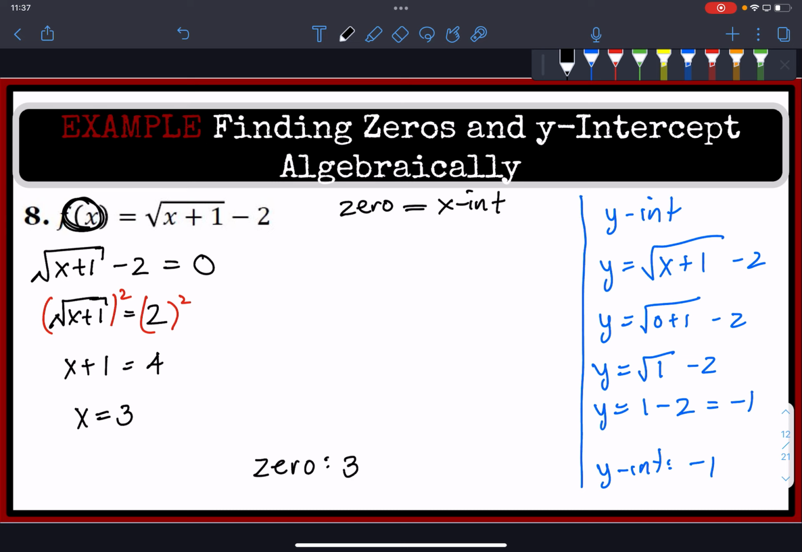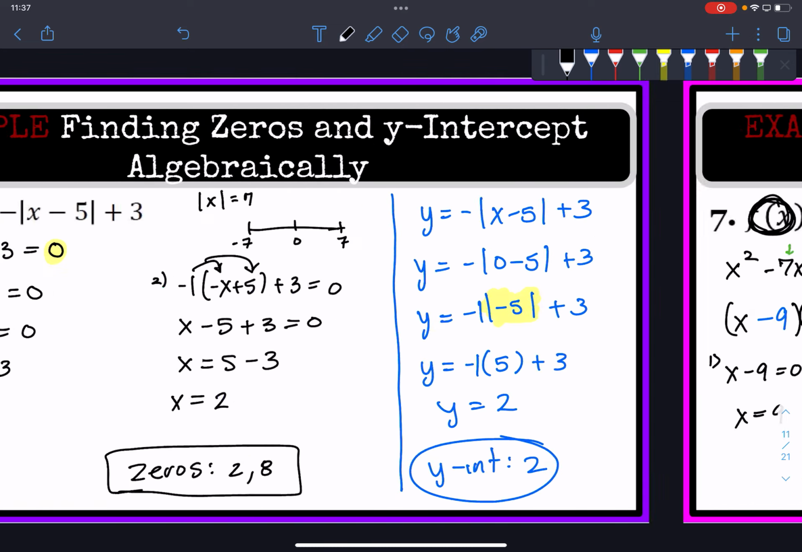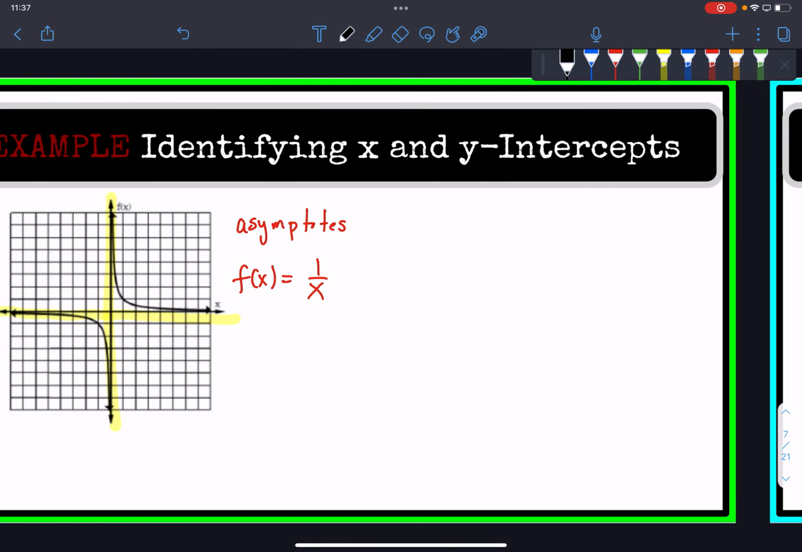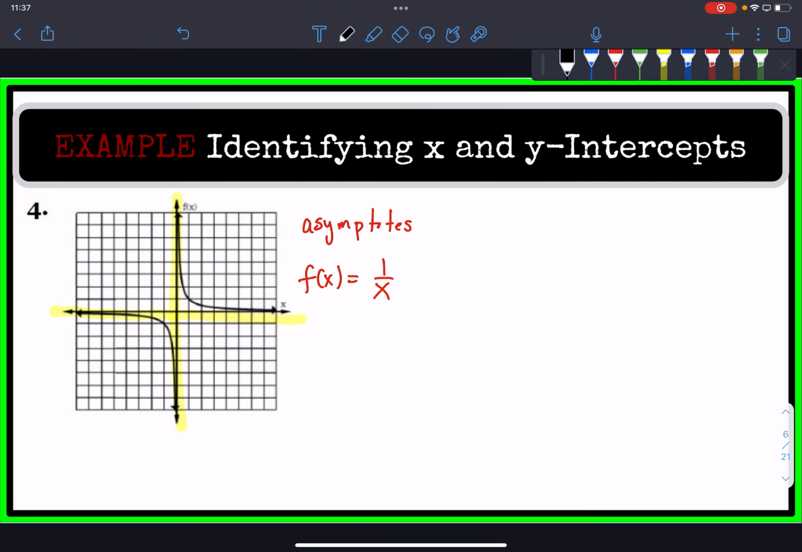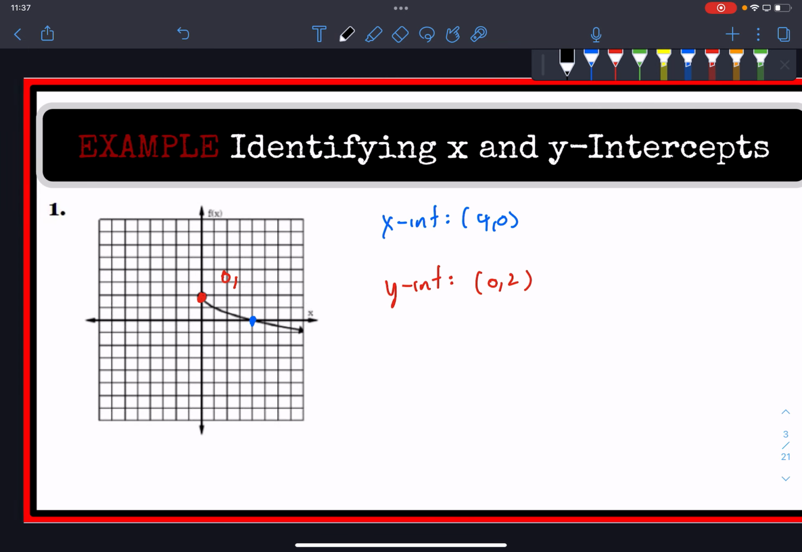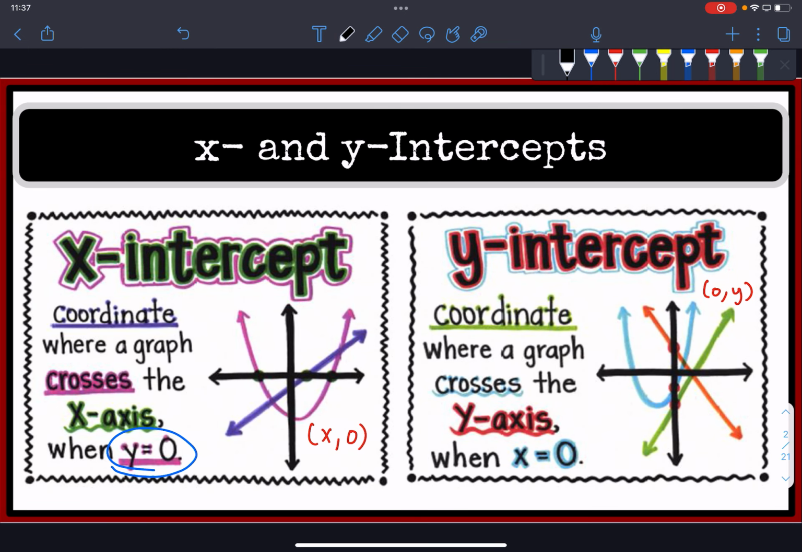Okay, so that concludes this video on finding the zeros and the y-intercept algebraically, and how to find those exact same things simply by picking them up from graphs. Again, which are known as your x-intercept and y-intercept.